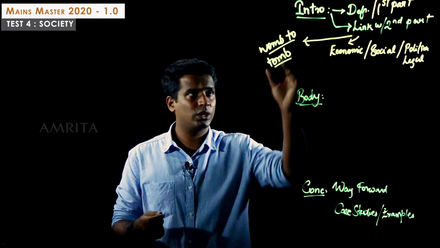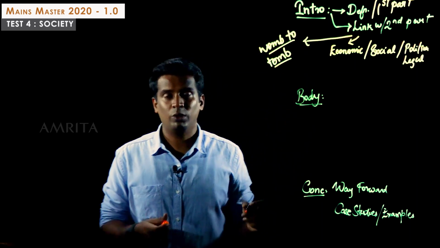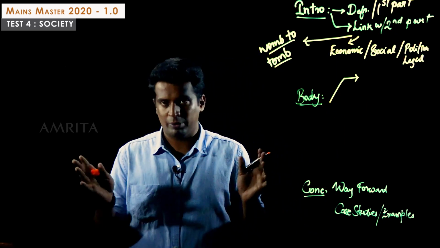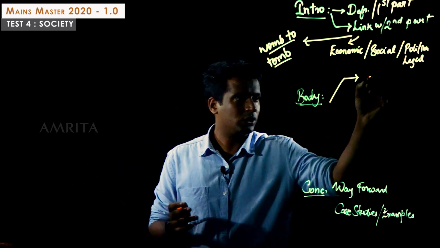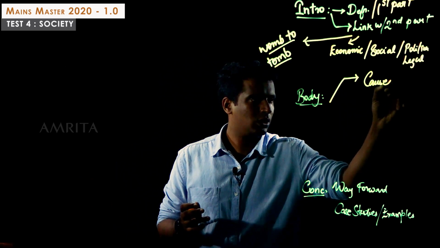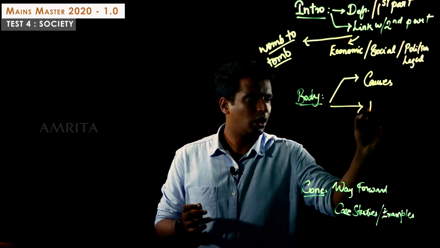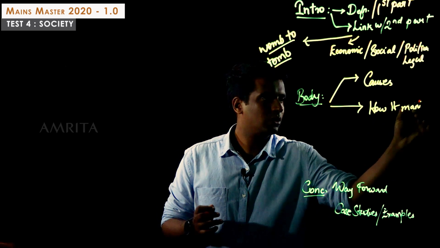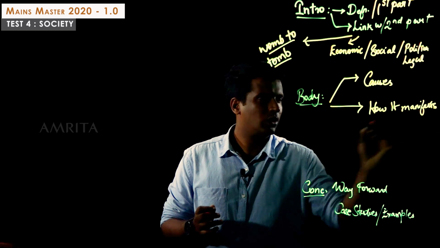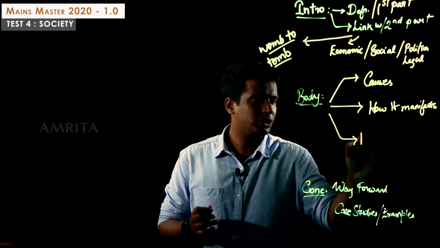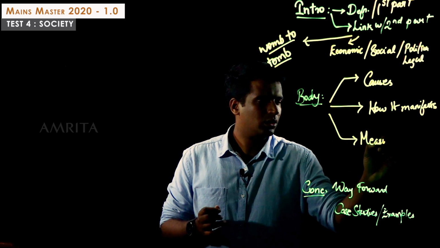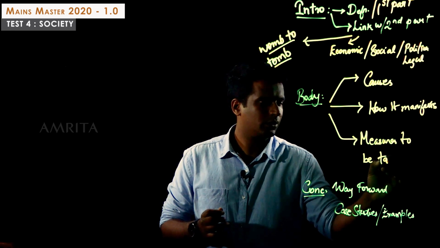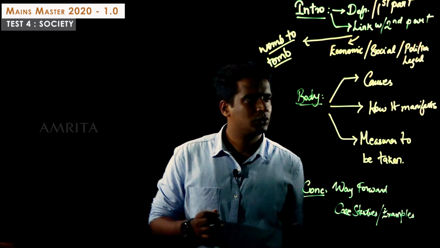So you can bring the intro like that, then you go for the body. In the body, you need to say why feminization of poverty is happening. What are the major causes? Then you have to say how it manifests. Then, what are the measures to be taken?